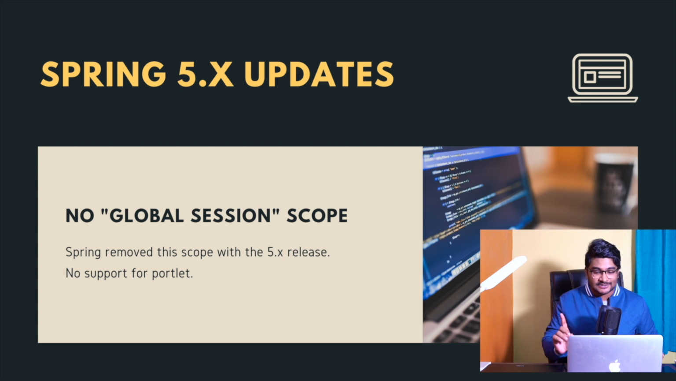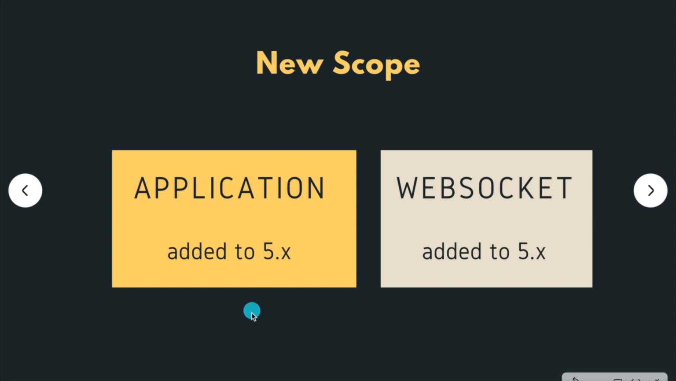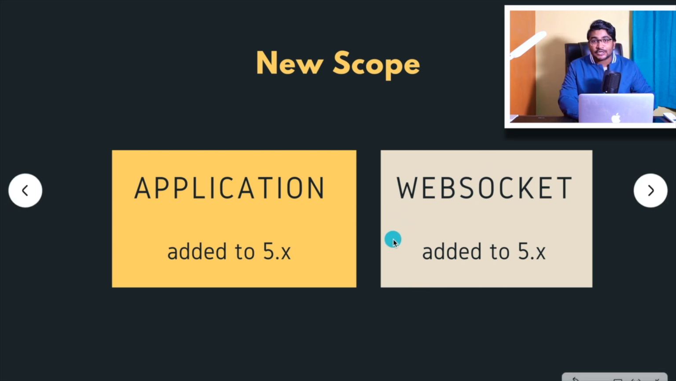Whenever somebody asks you about the global session, they have dropped that particular scope and they have included 2 more new scopes, which are called application and WebSocket. So these are the 2 scopes which have been included in your Spring 5.x series.